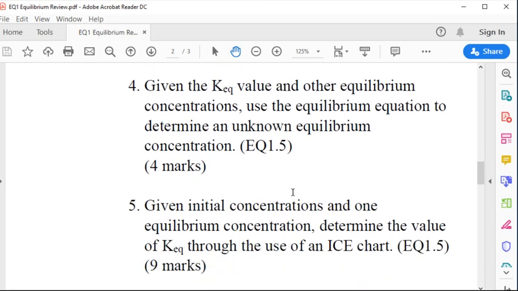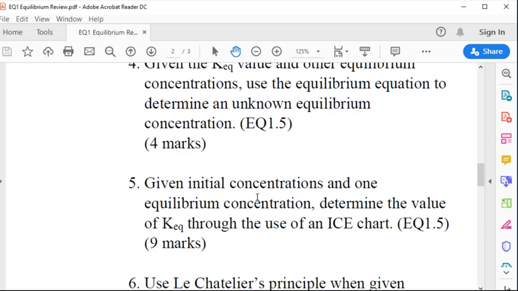Then the second half of 1.5, given initial concentrations and one equilibrium concentration, determine the value of KEQ with the use of what I like to refer to as an ICE chart. Initial, change, equilibrium. So if you look at that last part of 1.5, you'll see how to do that. It's a fairly big question, that's why it's worth 9 marks.